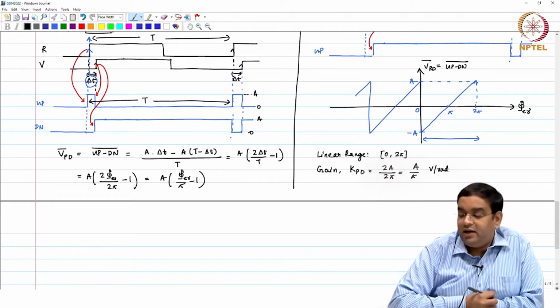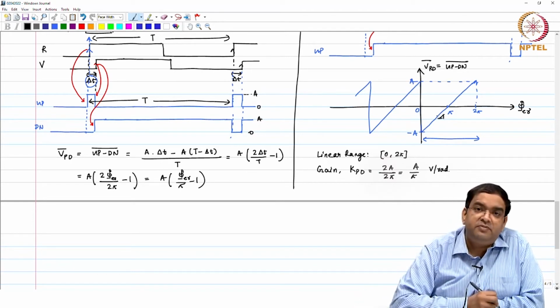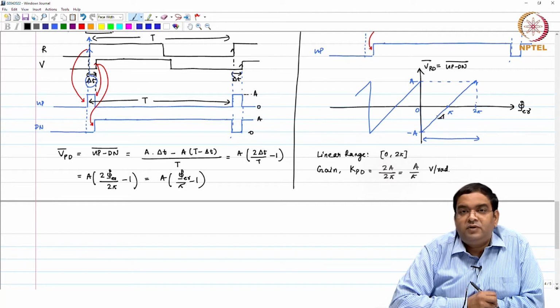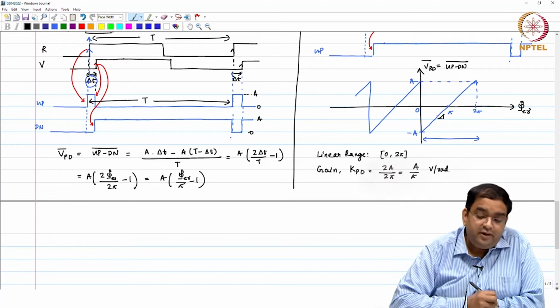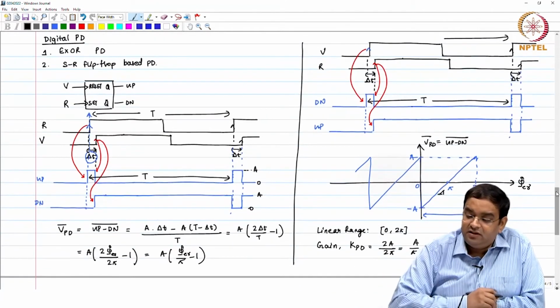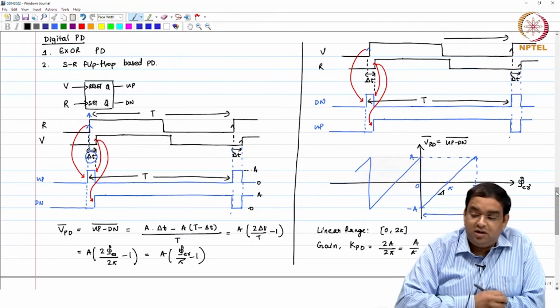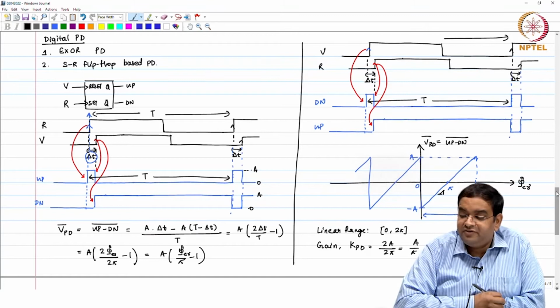Okay. And there is no question on the linearity of this average PD. So, again a digital block, inherently nonlinear, gives you a linear gain with respect to the phase error. Okay. So, if you compare this particular phase error detector with respect to your exclusive OR based phase error detector.